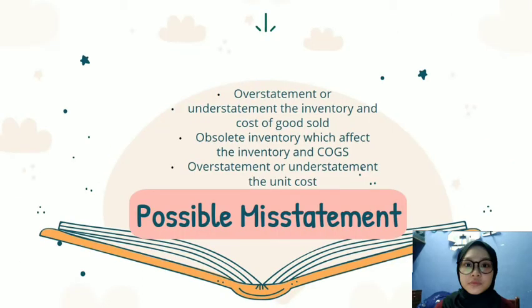The possible misstatement that may occur for completeness is overstatement or understatement of the inventory and cost of goods sold, absolute inventory, which affects the amount of the inventory and cost of goods sold, and overstatement or understatement of the unit cost, which will affect the amount of the inventory and cost of goods sold.